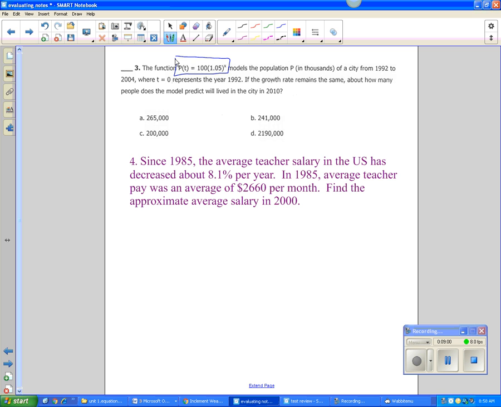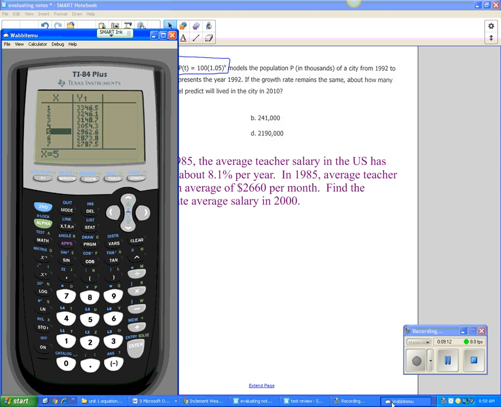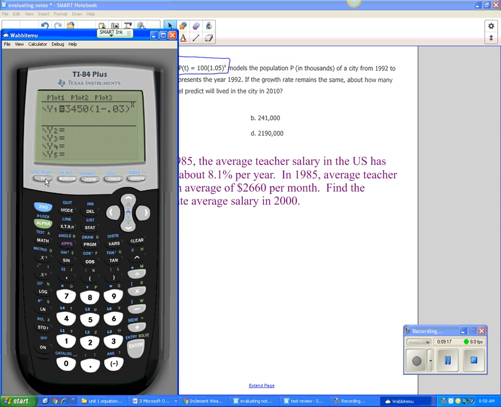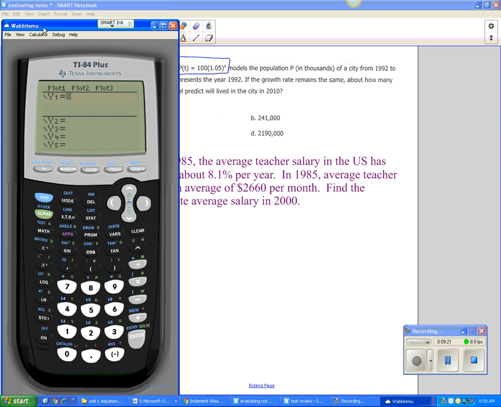All right. So what am I going to do since they've already written it for me? Where am I going to go next? Y equals in the calculator. All right. So go to your y equals. Everybody do this with me. Jesse, you have the y equals? Yeah. Okay, thank you. 100 parentheses 1.05 to the x. Okay.